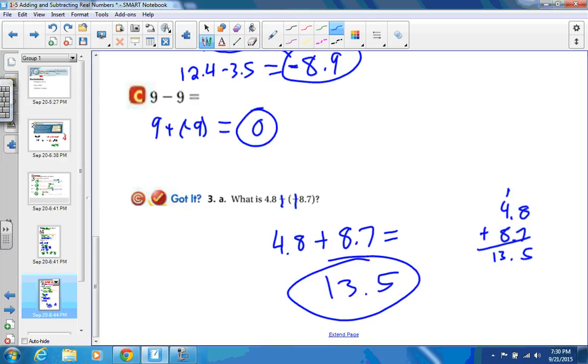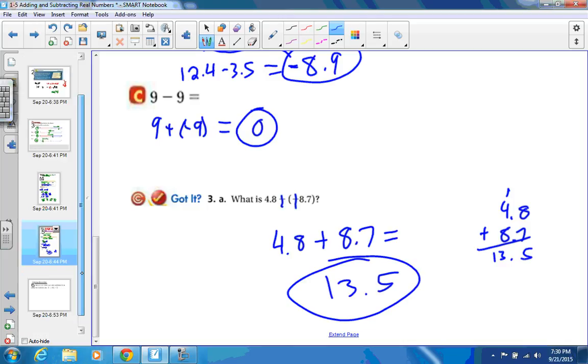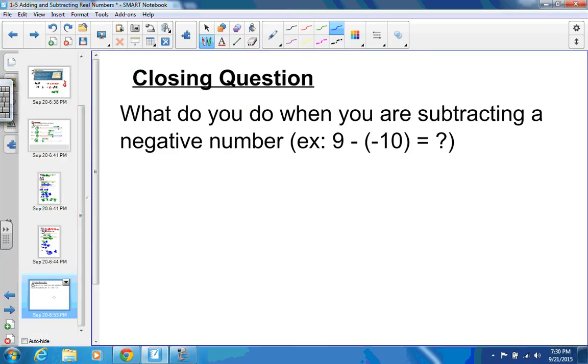Alright, and that is our little lesson on adding and subtracting positive and negative real numbers. So, just one recap closing question, and I would like you to answer this on your own. The question is, what do you do when you're subtracting a negative number? So the example there, 9 minus negative 10. What do you do? So I'd like you to answer this question in your own words. And we'll see you again sometime soon.